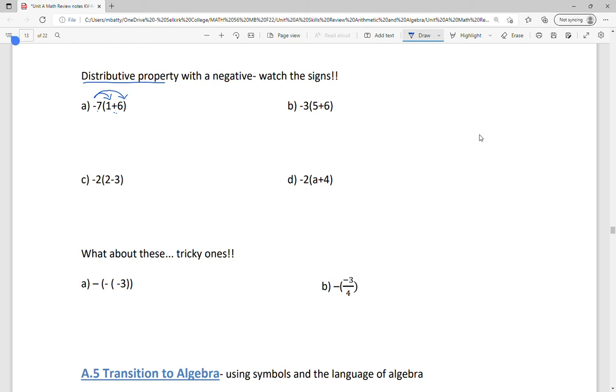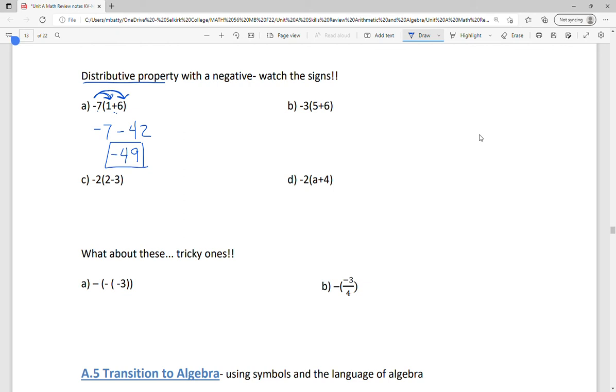Oftentimes, I do think people remember the distributive property. So I do it one thing at a time. So -7 times 1 gives me a -7. Then I do that -7 times the next thing in the bracket. So -7 times a +6 gives me a -42. And then I can do the math on that. So it gives me a final answer of -49.